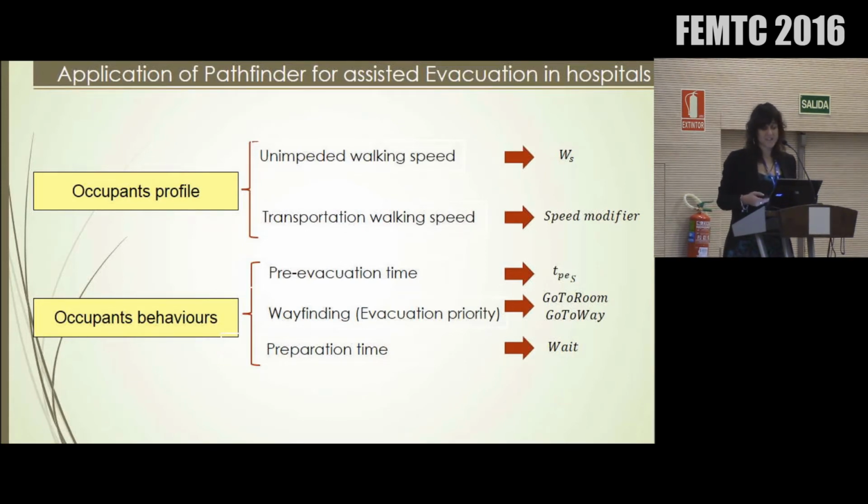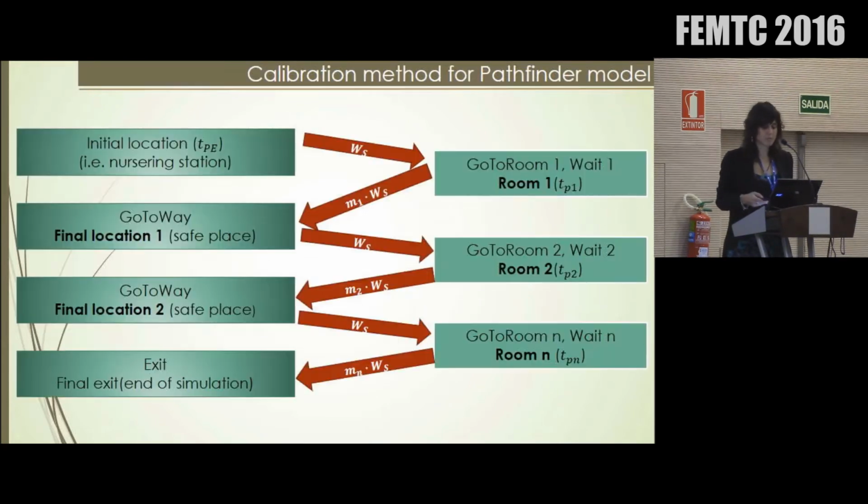When we want to define the evacuation priority or the wayfinding, we can use the go to room function to define where the patient will be, and the go to way to define a final destination that is considered as a safe place. Regarding the preparation time, we can calibrate the model by defining the wait function into the go to room function into the room.